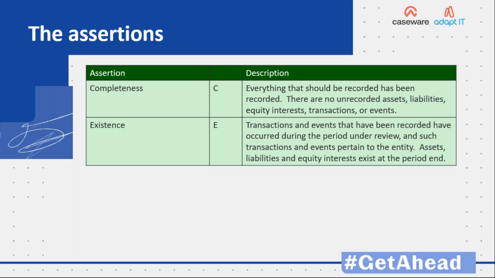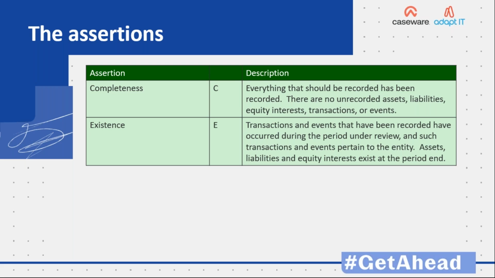Please also note, if you forgot about this video or this session, on your FSA, you can hover your cursor on the assertions abbreviation, and then you'll get the full name of the assertion. Completeness would be everything that should be recorded has been recorded. There are no unrecorded assets, liabilities, equity interests, transactions, or events.